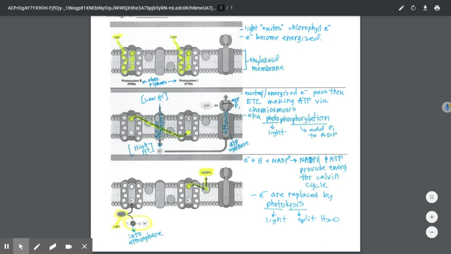And then the electrons are replaced by photolysis, where we split water and donate those electrons to the ETC, and the oxygen is put out into the atmosphere. So those are the light reactions.